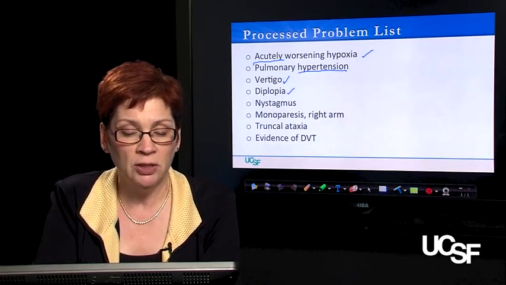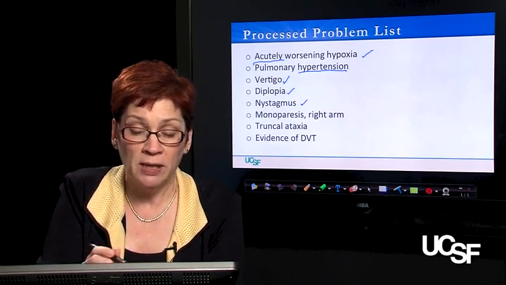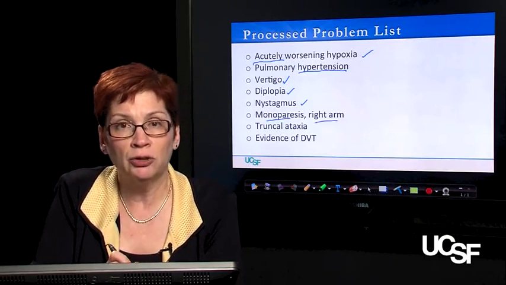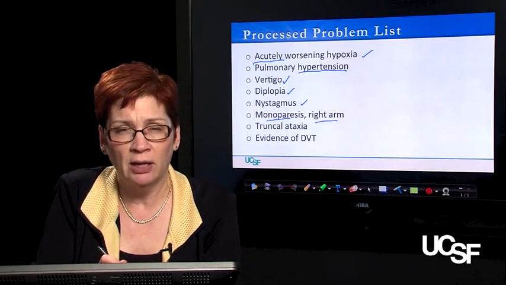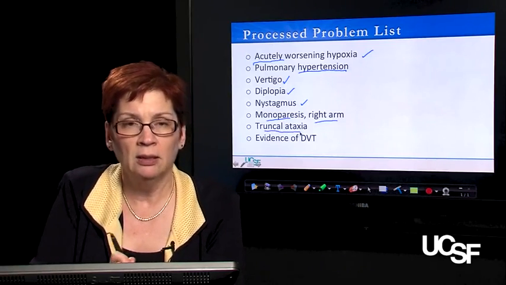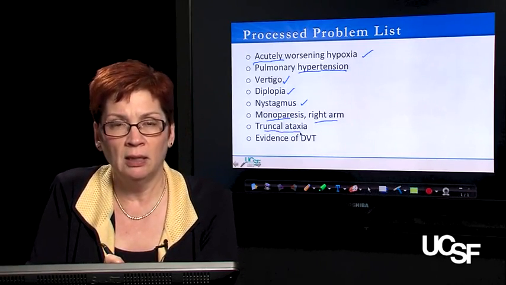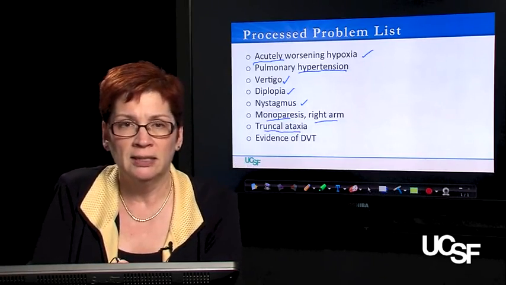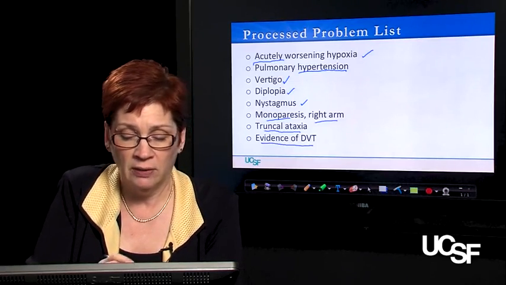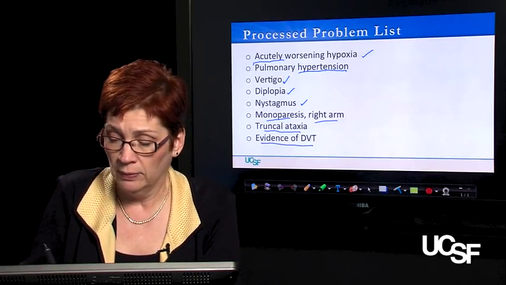Diplopia or double vision, nystagmus, upward beating, we could actually add that. Monoparesis in the right arm, that pronator drift, indicates there's some weakness in that right arm, particularly in a right-handed individual. Truncal ataxia, when she sits on the side of the bed, she falls over. It's not related to standing. And of course, prior evidence of a DVT on her exam.